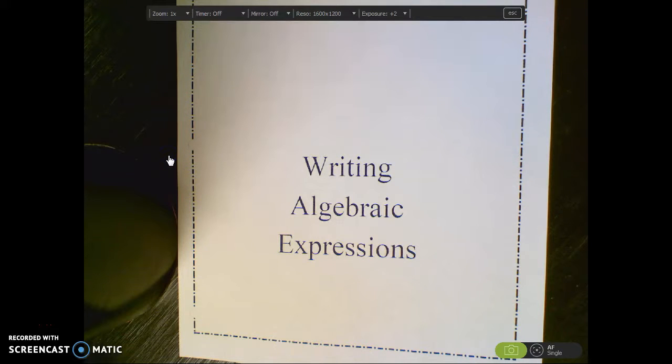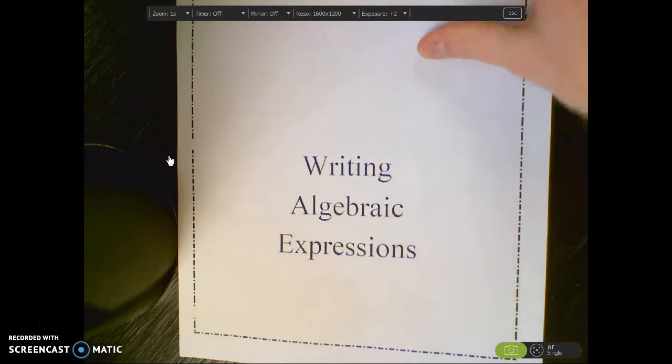Alrighty, today we are going to be working on writing algebraic expressions. So, you should have this sheet in front of you. If you don't, you need to get one, and you need to be filling this out with everything I put on it, just like you would if I was here. Okay? So, it looks like this.